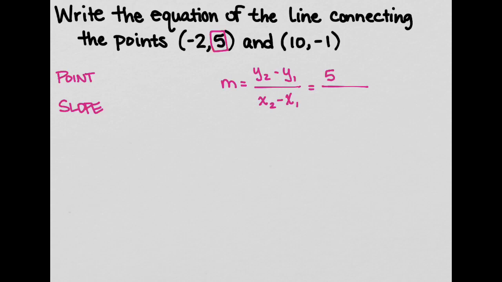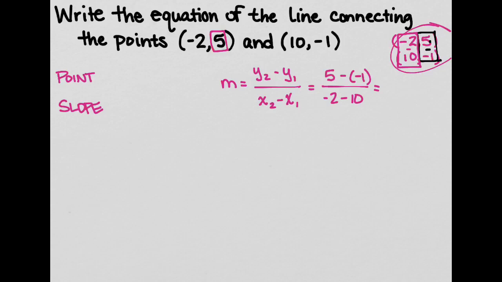And what I've seen some students do before that I've seen as being kind of useful to them is they write the points above each other, and then it makes it easier for you to see. So 5 minus -1, and then -2 minus 10. So that might help you if you stack the points like that. Then you can see the y values and the x values that go together.